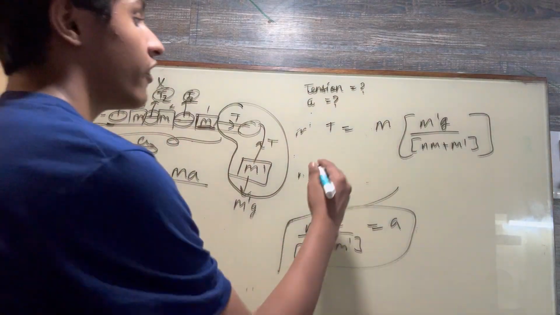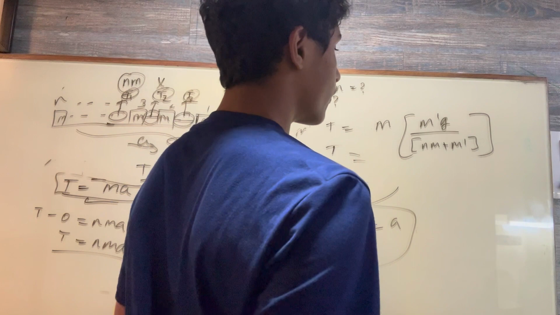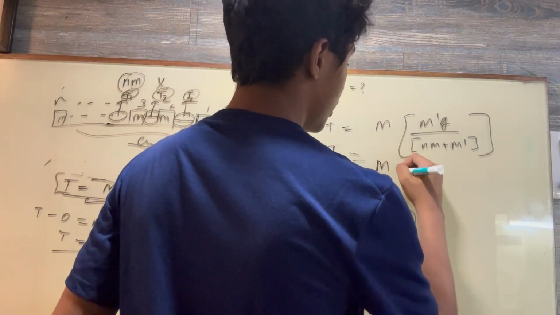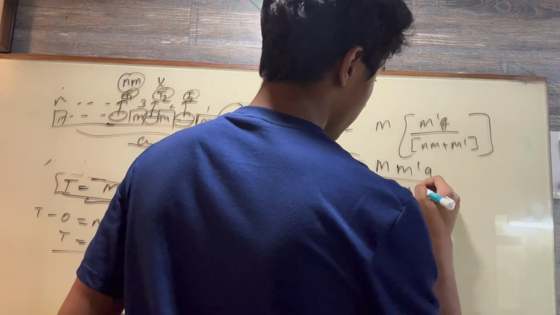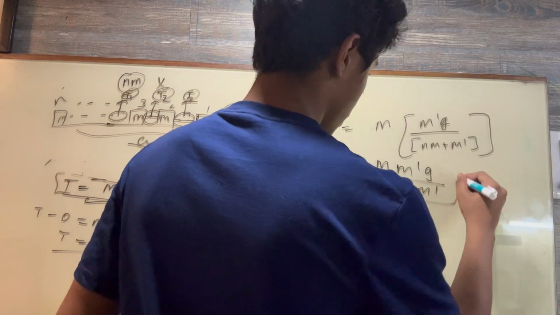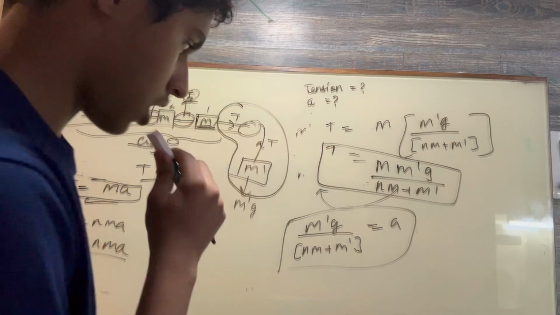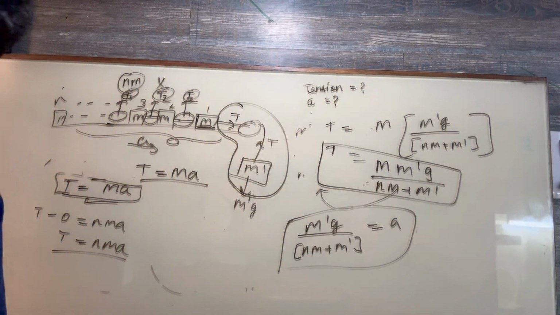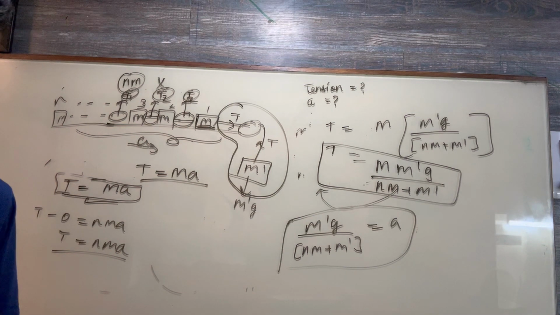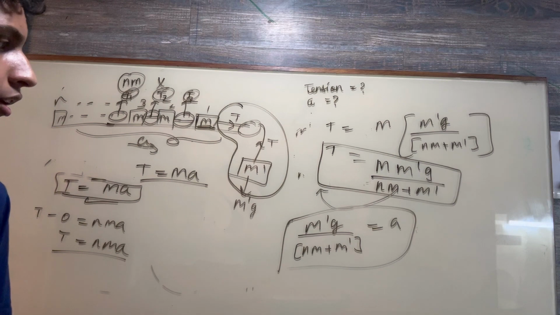Trust me. So our final answer for tension, so our acceleration formula is still correct. So we will get m into m dash g by nm plus m dash. Right. That's it.